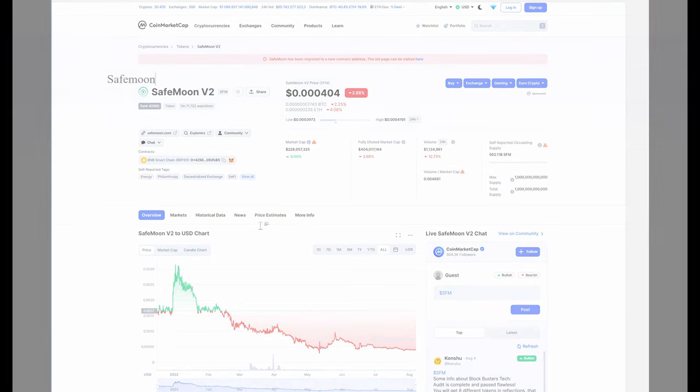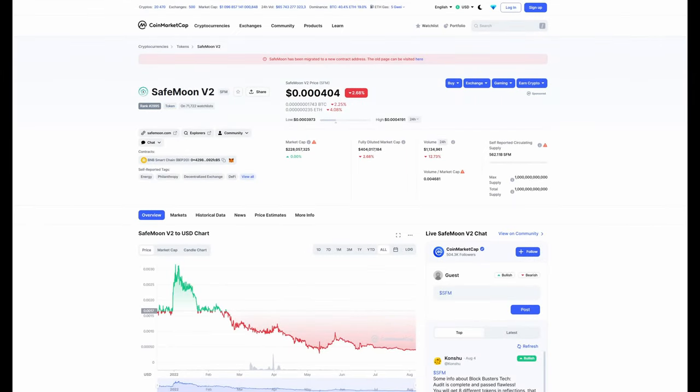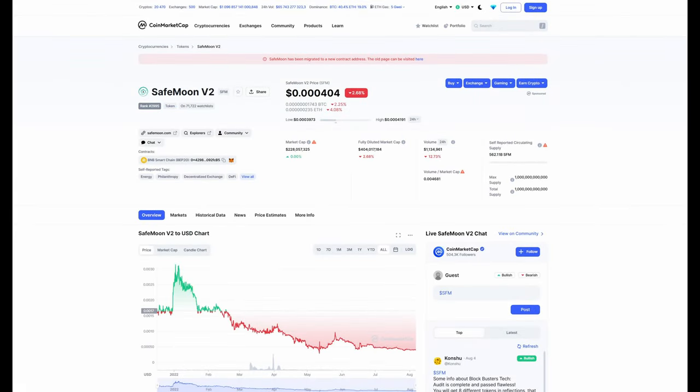0.00404. Okay, great. And a market cap of $228,057,325. And then a daily trading volume of $1,134,961. So if we scroll back up here, check this, 1 million.